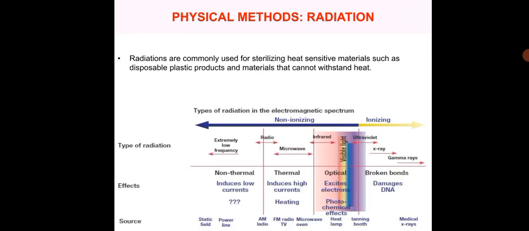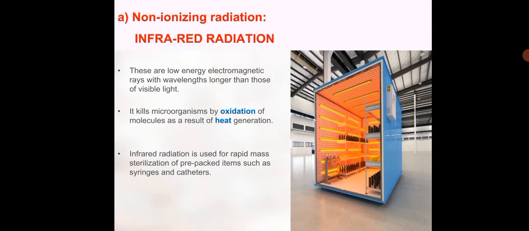First category is the non-ionizing radiation, which includes infrared radiation. These are low energy electromagnetic rays with wavelength longer than those of visible light. It kills microorganisms by oxidation of molecules as a result of heat generation. Infrared radiation is used for rapid mass sterilization of pre-packed items such as syringes and catheters.